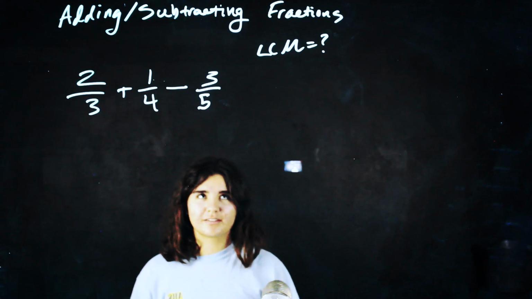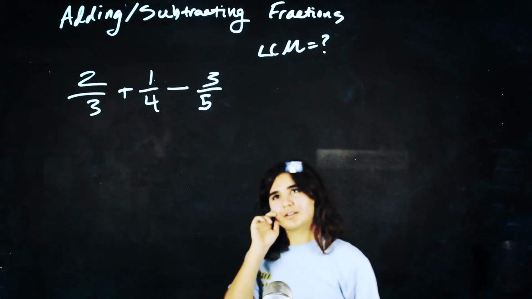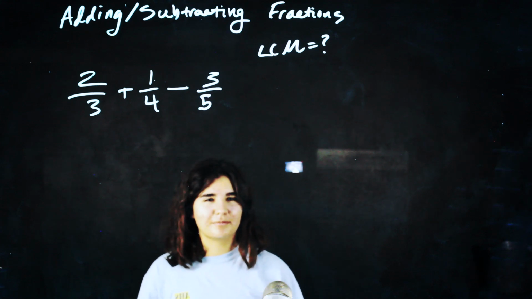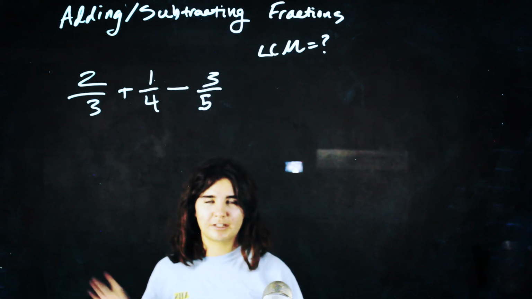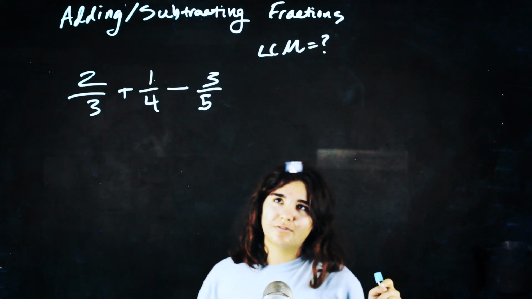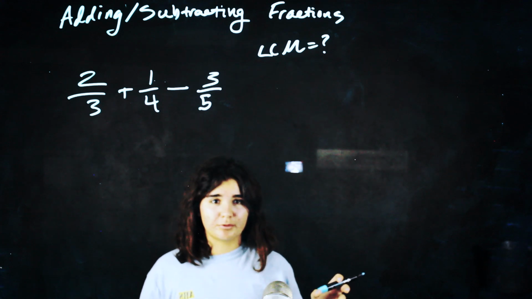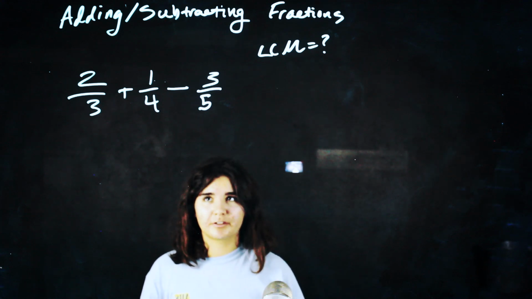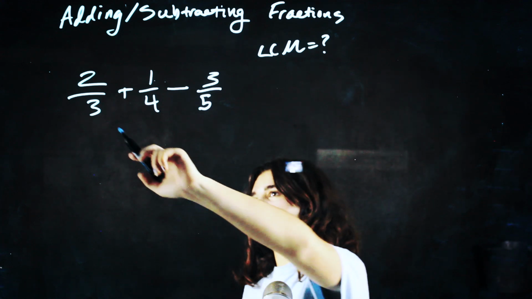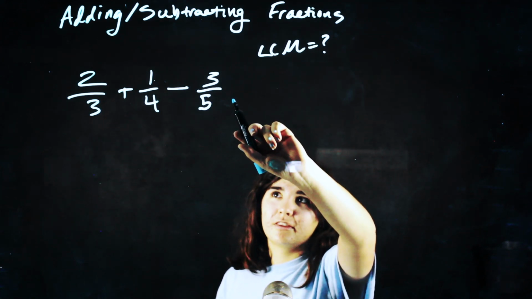Alright, so one last example of adding and subtracting fractions. This one might be a bit harder than the other ones, but it's okay. So we have 2/3 plus 1/4 minus 3/5. Same concept. We want to get the lowest common multiple of all the denominators. So we're going to have to find the lowest common multiple of 3, 4, and 5.